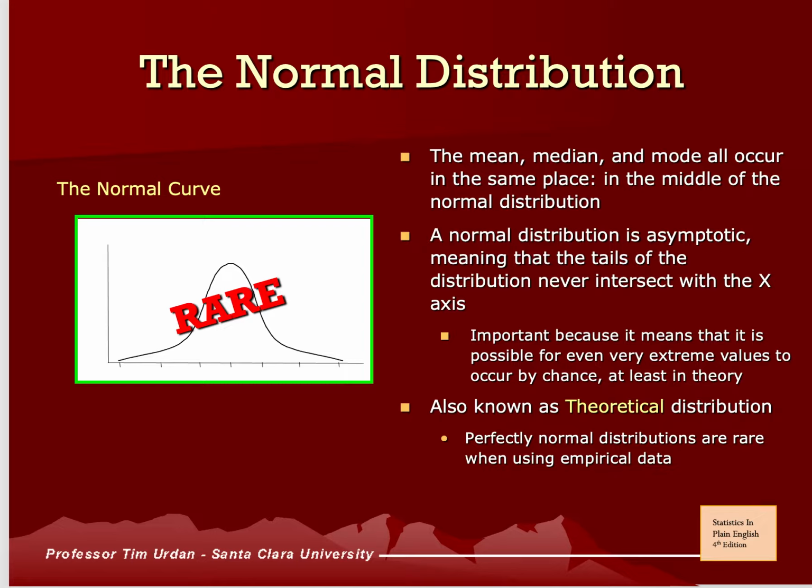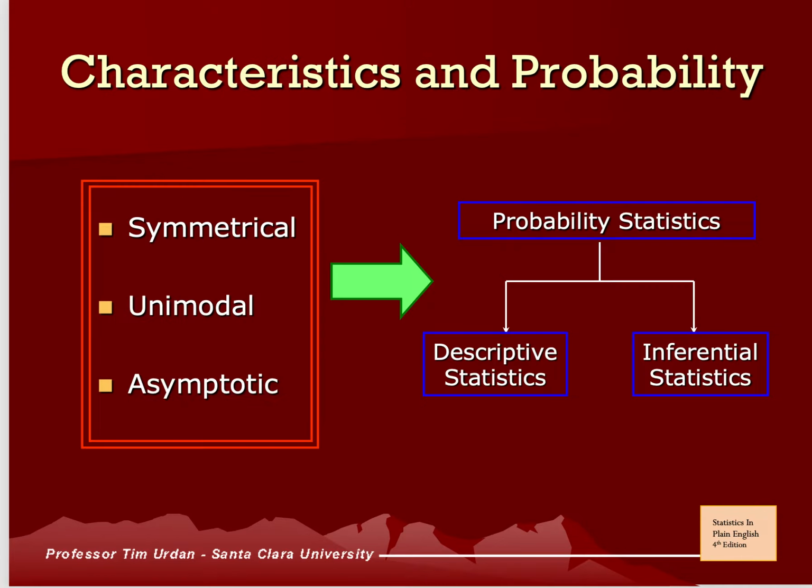So because this distribution happens so rarely, we call it a theoretical distribution. Because in theory, this is what we think will happen. In theory, if I flip a coin, I'm going to get heads then tails. But that's not always what happens in practice.